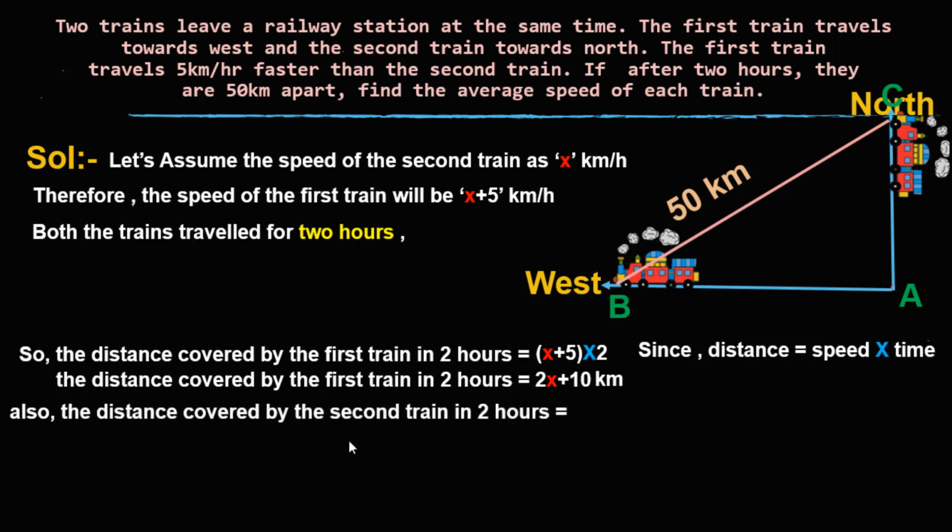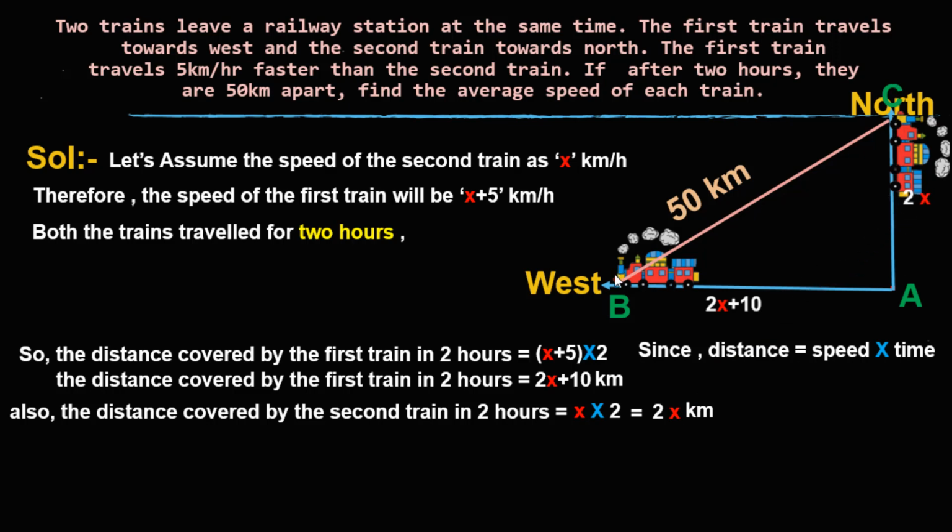And also let us calculate the distance that is covered by the second train in the same time, that is 2 hours. So what is the speed of the second train? It is x, and we multiply this speed with time, that is 2. So we get x into 2, which equals 2x kilometers. Now the distance covered by the first train is the length of AB in the figure. And the distance covered by the second train, which equals 2x kilometers, is the length of AC.